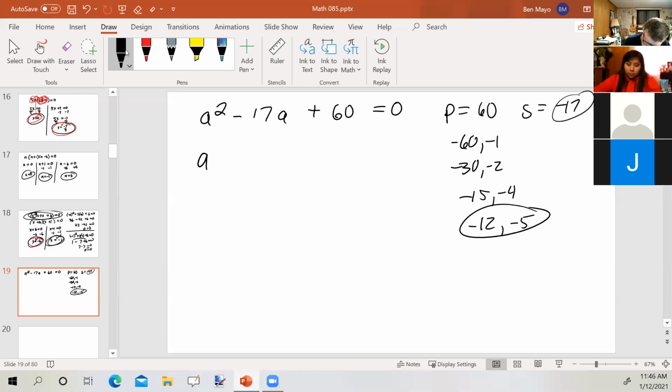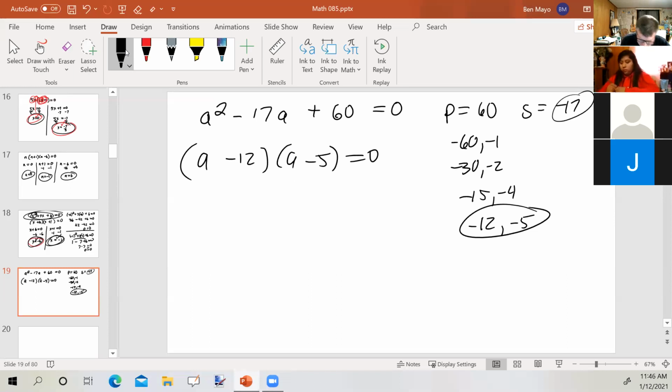So now we're going to get a minus 12, a minus 5. And that does give us the positive 60. But again, be very careful. Don't do like I did and just focus on one of those numbers, the sum. It's got to meet both conditions.